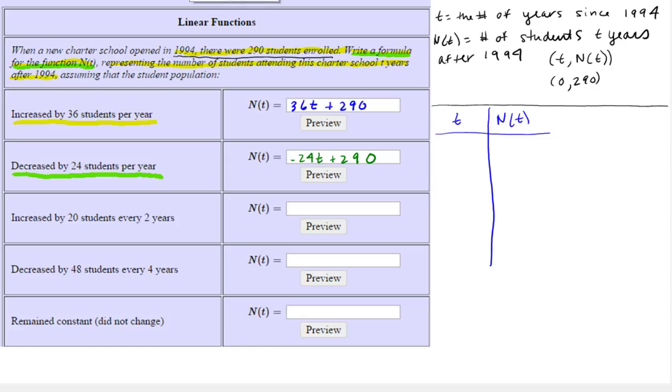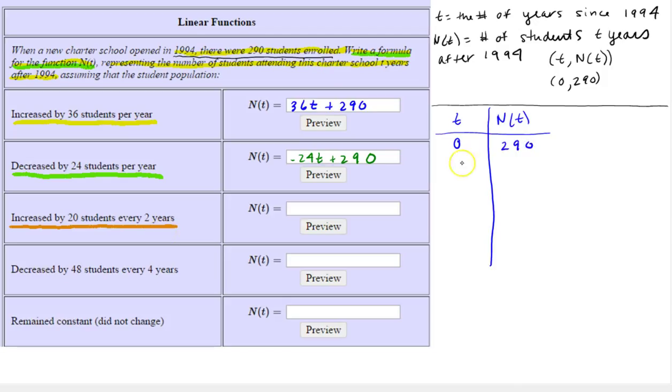Let's look at the next example. In this case, we have increased by 20 students, but now it's every 2 years. So notice here we had increased by a number of students, but it was every single year. Here it's going to be every 2 years. So let's just look at this and look for patterns, and then we'll see if we can come up with a general strategy. So we know in year 0 we have 290 students.